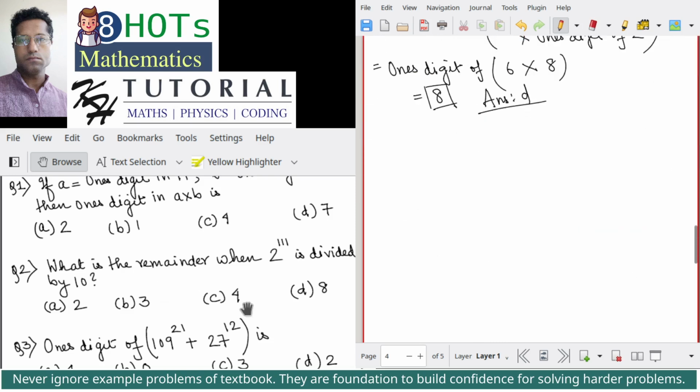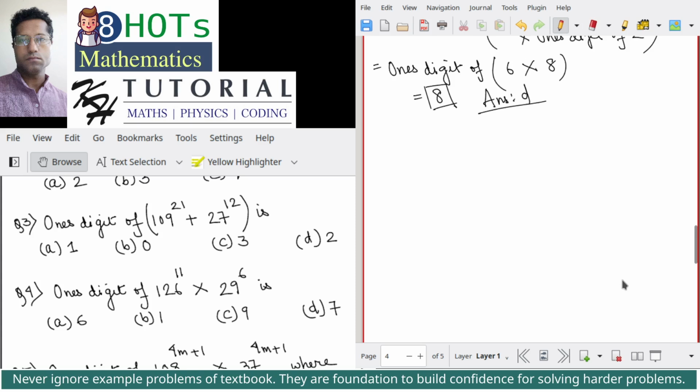Okay, let's do problem number 3. What is the ones digit of 109 to the power 21 plus 27 to the power 12? Now, one small concept which is very fundamental and basic, you must already be knowing: what will be the ones digit of the sum of any two numbers? Let's say A and B are two positive numbers. What will be the ones digit of A plus B?